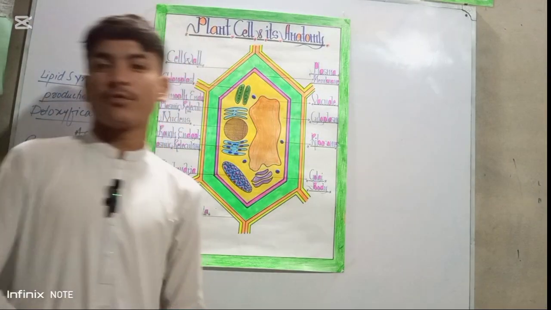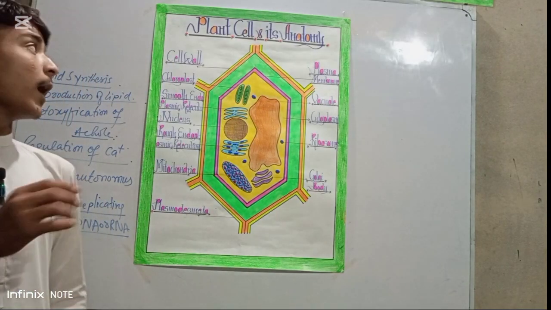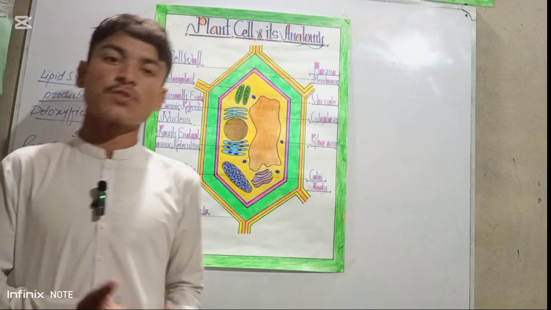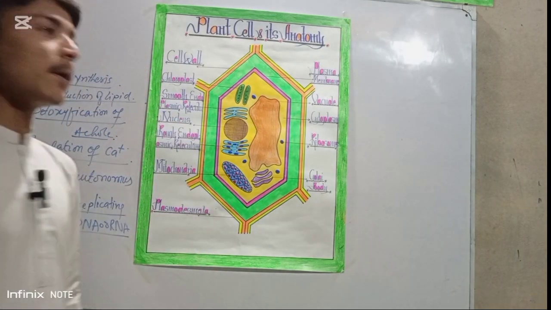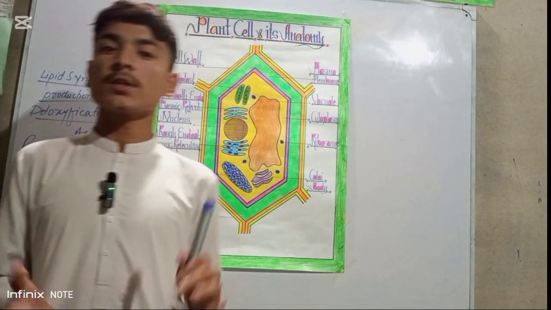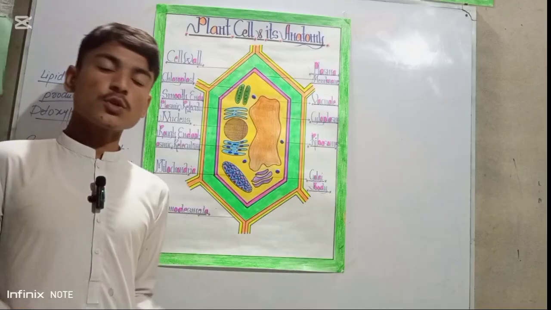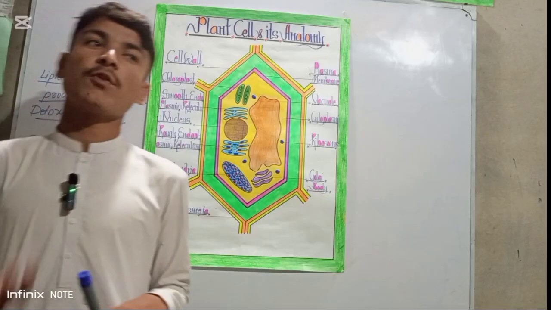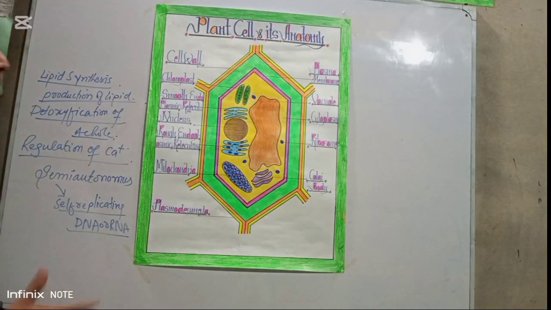The cell wall is a tough, rigid layer of the plant cell, and it is made up of cellulose. It is made up of a hard substance called cellulose. That's why it is hard, rigid, and tough. And it is permeable, meaning useful materials are allowed to transfer into the cell. That's why it is permeable.